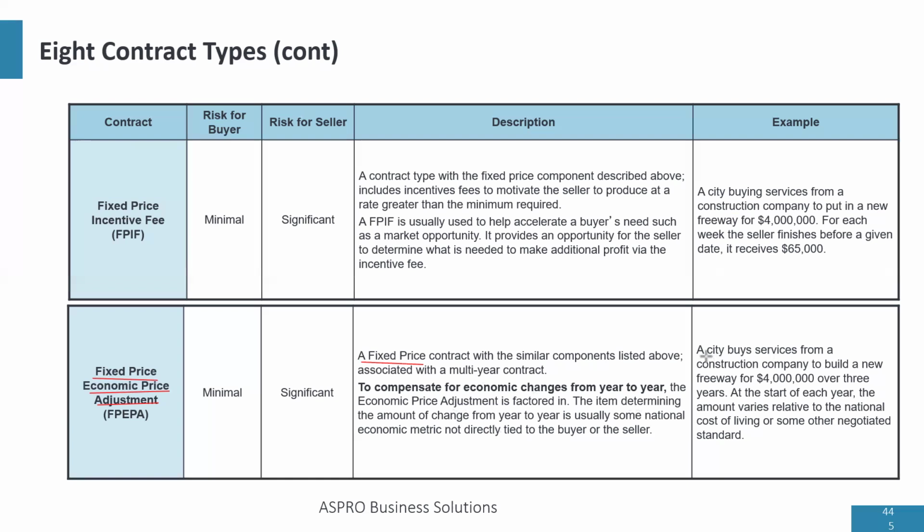Let's look at the example here. A city buys services from a construction company to build a new highway for $4 million over 3 years.